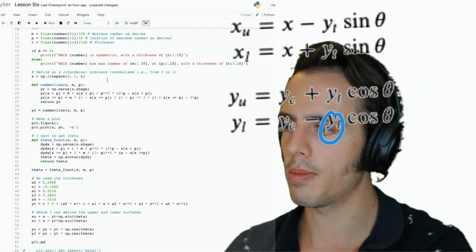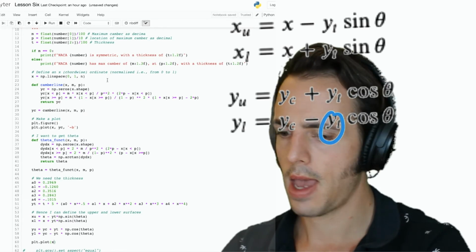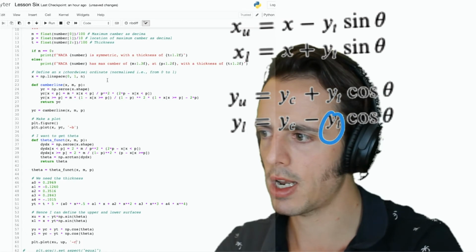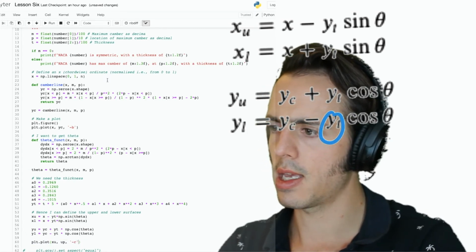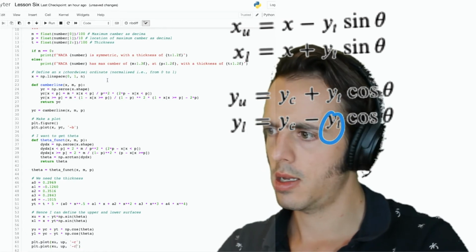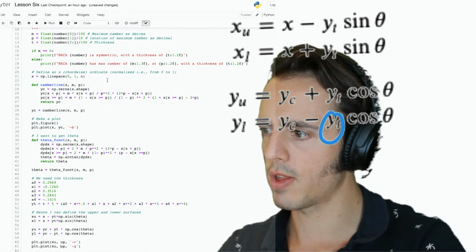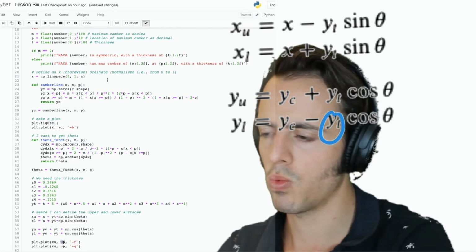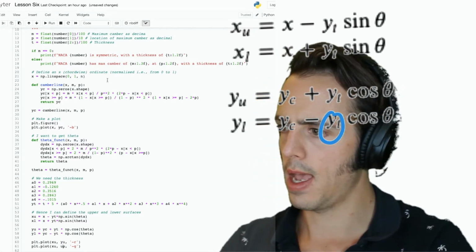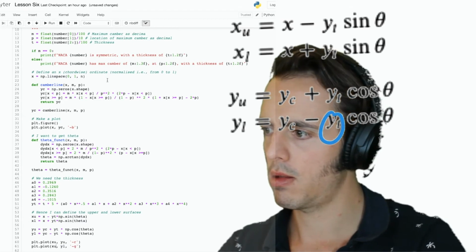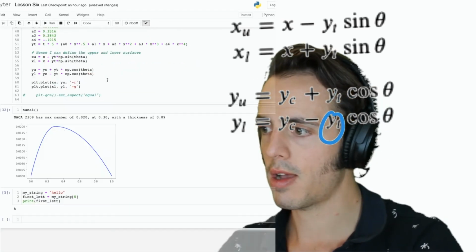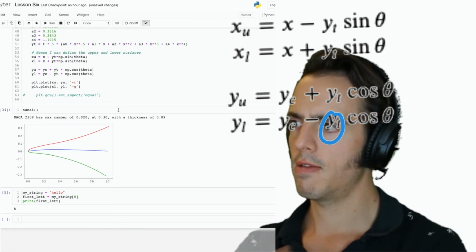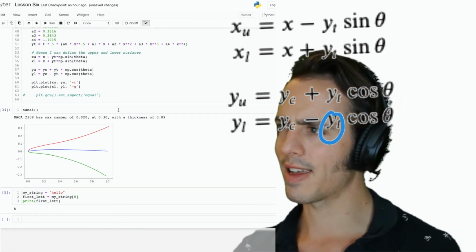So I'll do plt.plot, x upper, y upper, and I'm going to put that in as a red line. And I'm going to add the lower surface as a green line. Sorry, this should be xu and yu, and then this should be xl and yl. See if this works. I've redefined this, hasn't done anything yet. I run this. Oh, that doesn't work, does it?